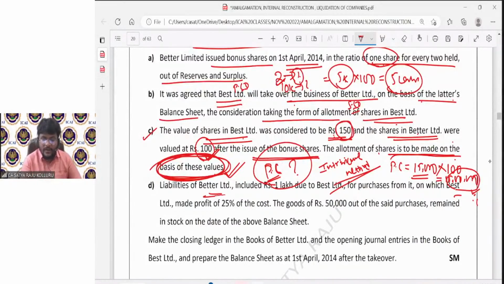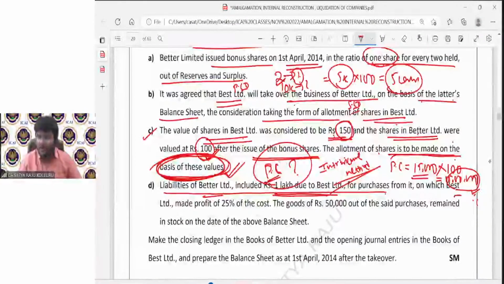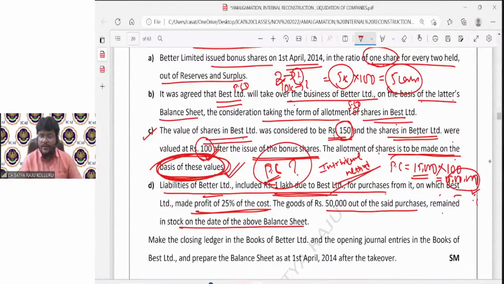Liabilities of Better Limited include 1 lakh due to the Best Limited for purchases from it, intercompany owings. The first line of point number D is related to intercompany owings, on which Best Limited made a profit of 25% of the cost. The goods of 50,000 out of the said purchases remained in the stock on the date of the above balance sheet. And the last sentence of point number D is related to stock reserve.